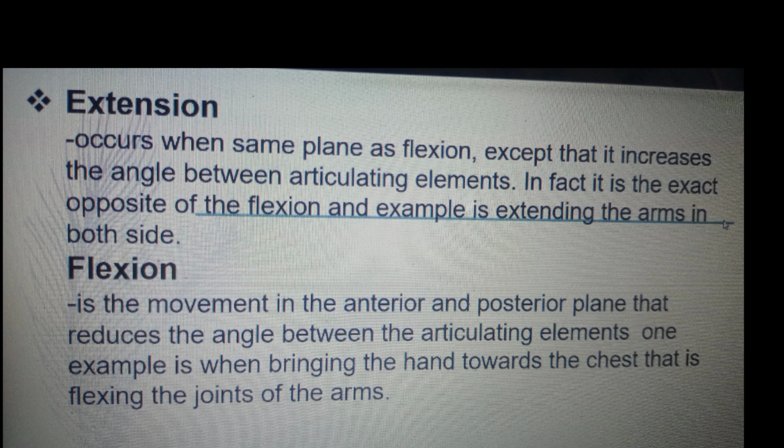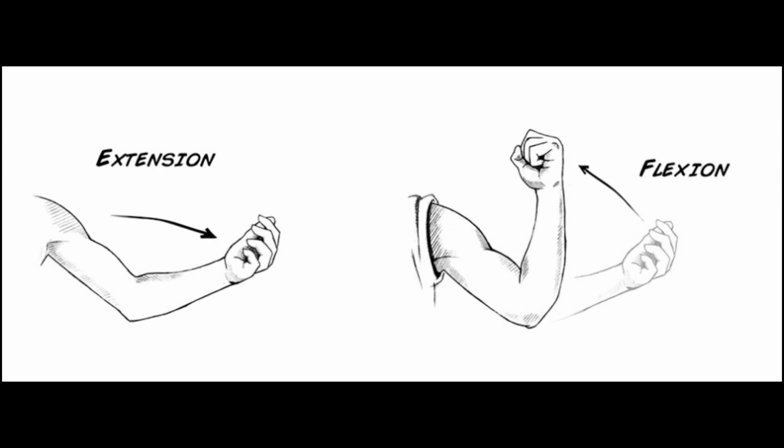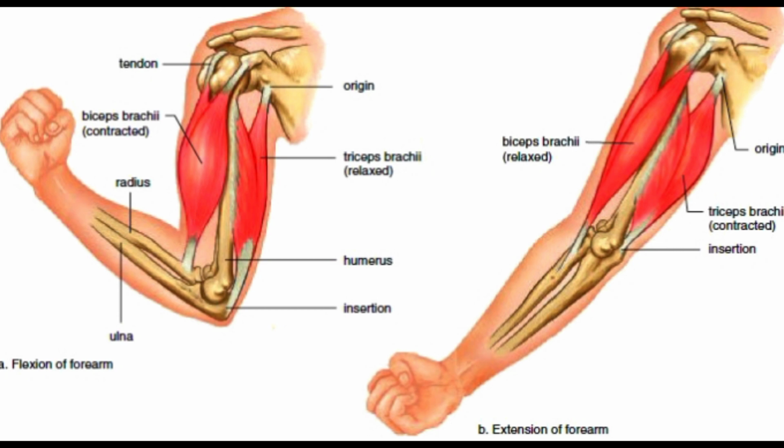Extension is extending the arms to both sides. Flexion is the movement in the anterior-posterior plane that reduces the angle between the articulating elements. Extension, flexion. These are the following bones and muscles involved.